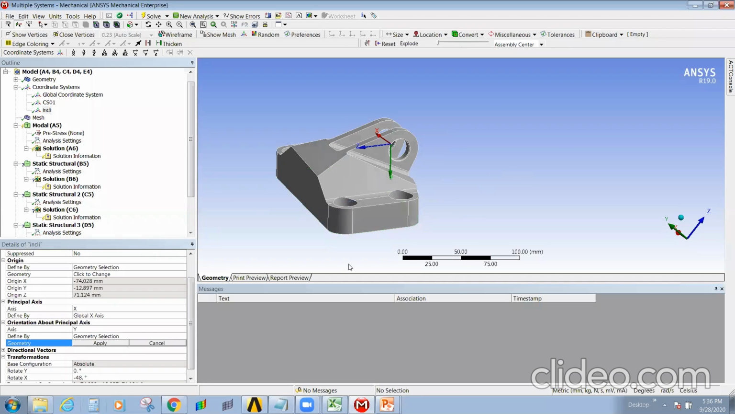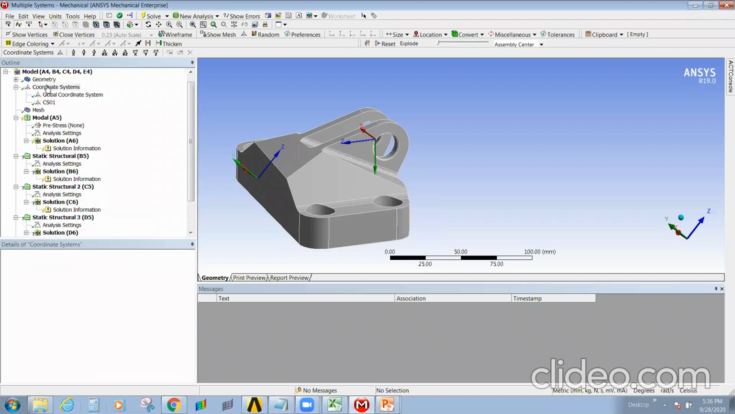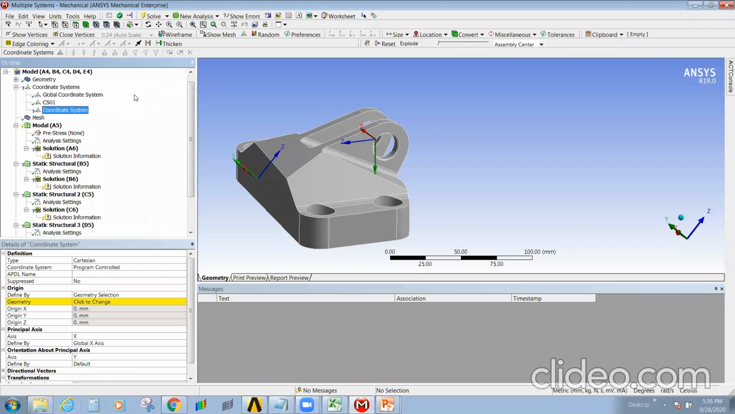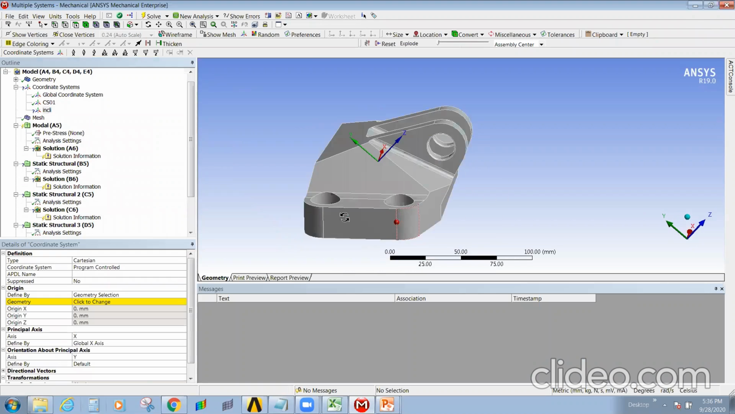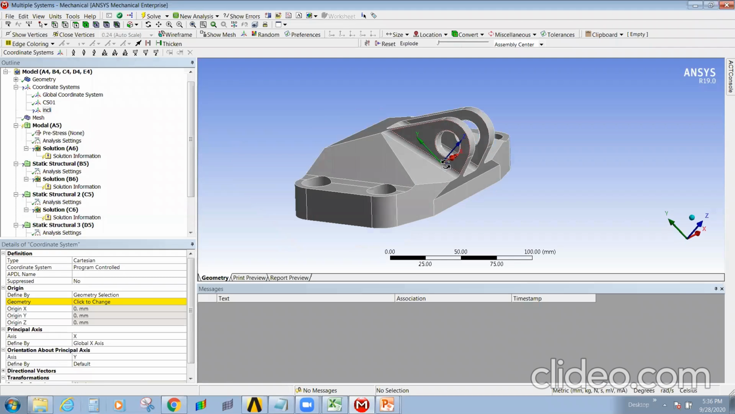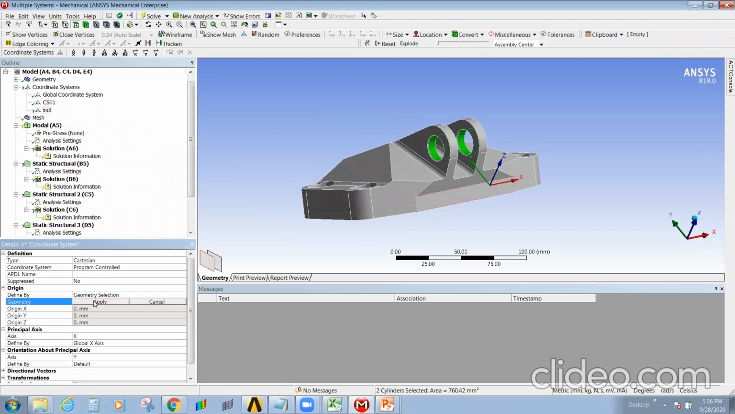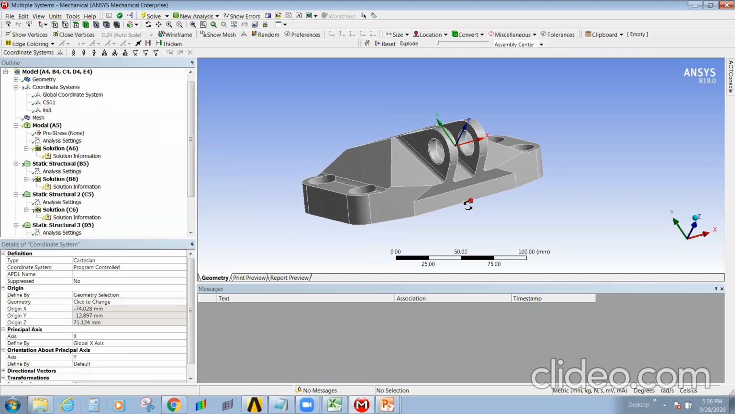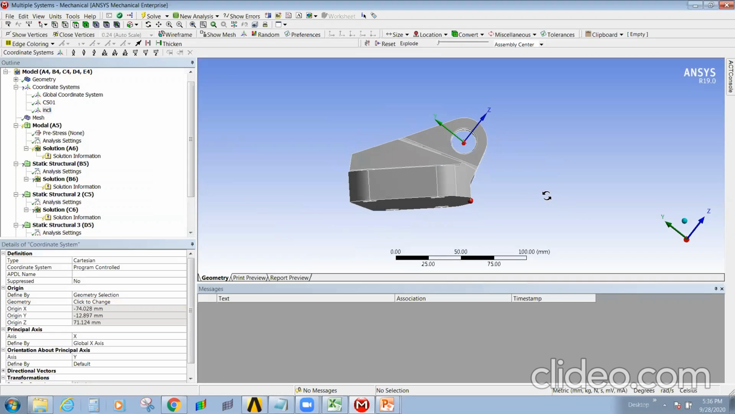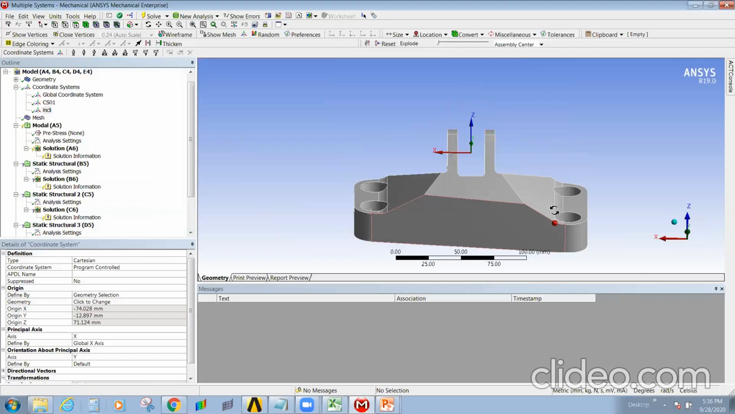Sir, can you do that again, sir? Yeah, sure. I'll just delete it. You can see I'm inserting one coordinate system, which I'll rename as inclined. Then how do we generate it? I want my coordinate system between the lugs, so I'll select the lugs. It will automatically generate the coordinate system with respect to your global coordinate system. You can see it is represented the same as your global coordinate system.